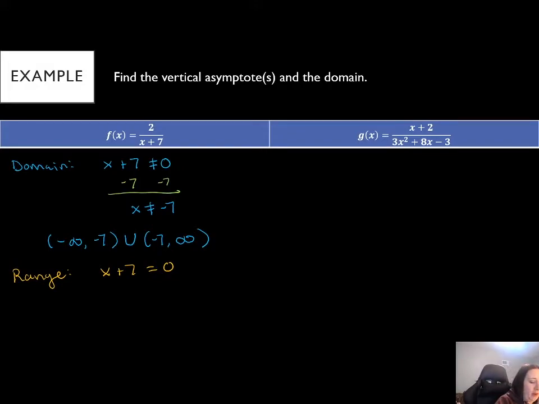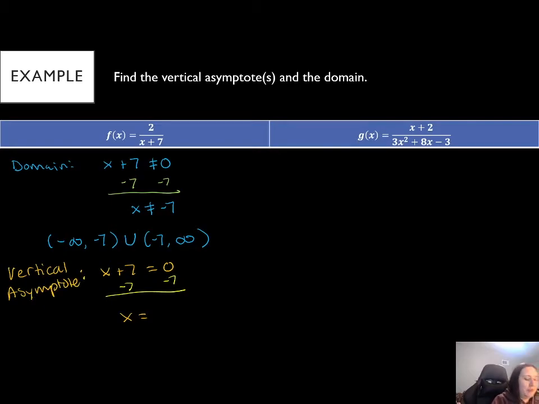Now you want to know where it is equal to 0. So again, we do the same thing. We're subtracting 7 from both sides. Almost exactly the same. And wait, why did I say range? Vertical asymptote is what I'm trying to say. That's what we're doing here. Sorry, vertical asymptote.